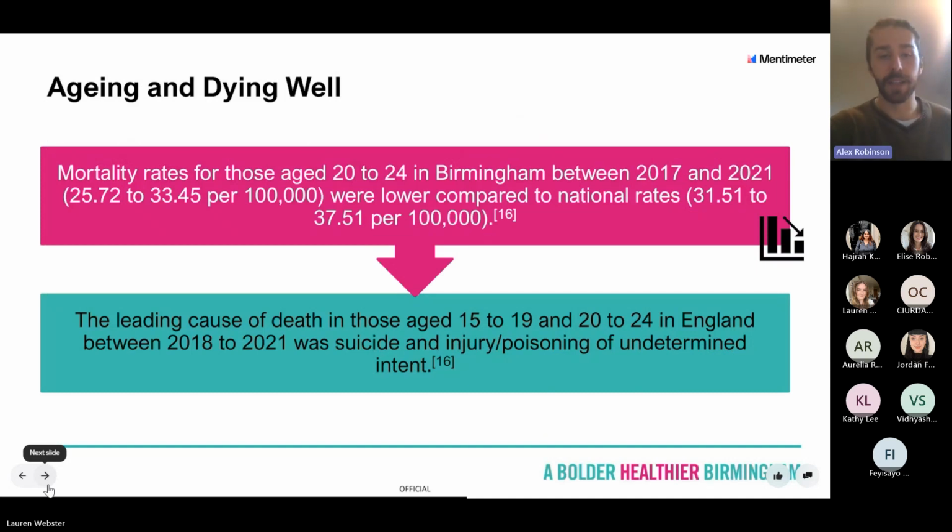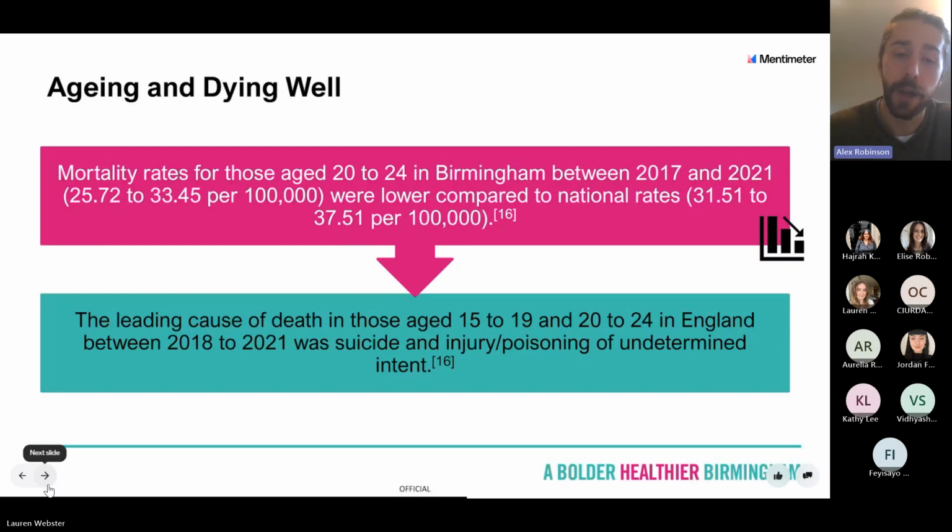So there's fairly limited data in this section, but we will look at the mortality rates and the causes of mortality in 20 to 24-year-olds. The mortality rates for 20 to 24-year-olds in Birmingham between 2017 and 2021 were 25.72 to 33.45 per 100,000. This was lower compared to the national average of 31.51 to 37.51.